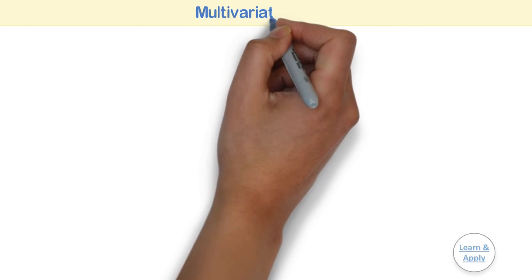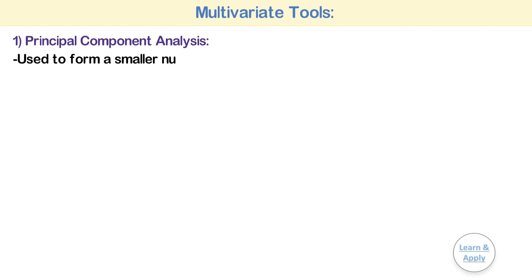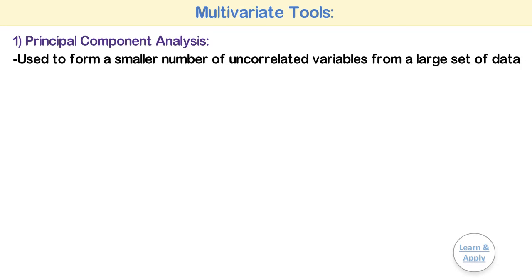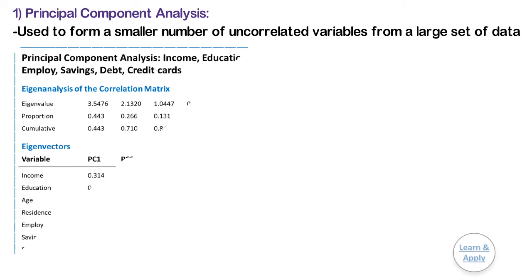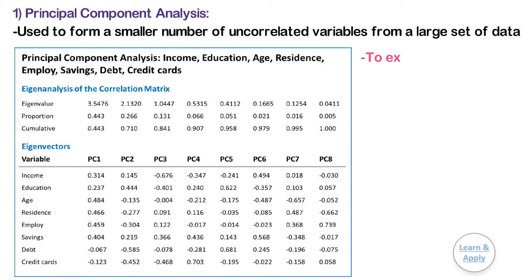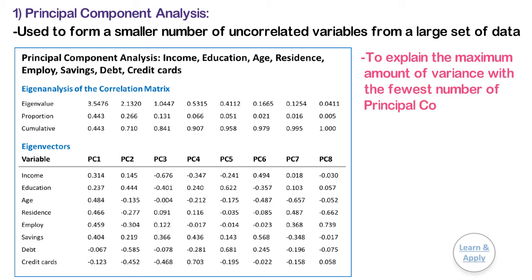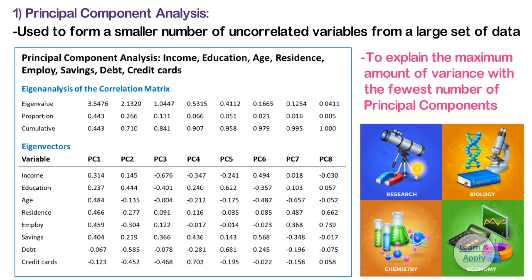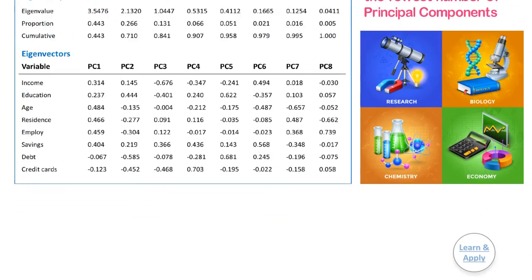Multivariate tools. The following common tools are used in multivariate analysis. 1. Principal component analysis. This analysis is used to form a smaller number of uncorrelated variables from a large set of data. The goal of principal component analysis is to explain the maximum amount of variance with the fewest number of principal components. Principal components have wide applicability in social sciences and market research.